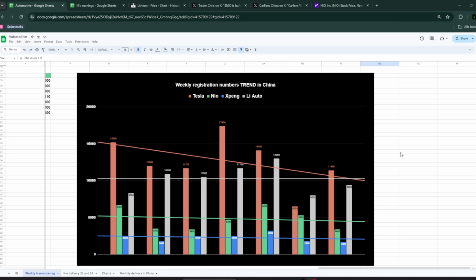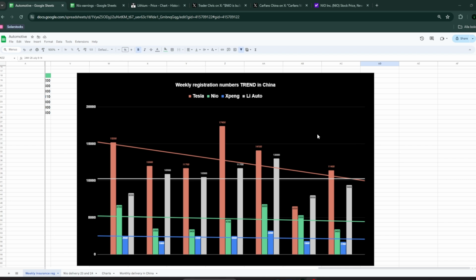We just got the weekly insurance registration numbers in China. We can see that for NIO's competition, Xpeng is still stuck around 2,500. Li Auto is doing just great, now averaging 10,000 cars over the last 7 weeks. So this is really good. And Tesla is, let's say, just around 10,000-12,000.